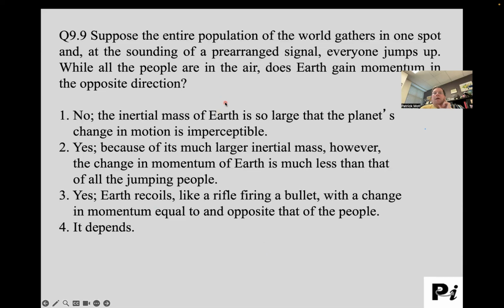classic physics hypothetical. Get everyone in the world into one place, and we agree that on a prearranged signal, everyone is going to jump up. While all the people are in the air, does Earth gain momentum in the opposite direction? And there's 4 answers to that question. Read through them and see which one is correct. So there are 3 wrong answers and 1 right answer. So read through them all, think them through, think about conservation of momentum. And when you are satisfied that you've argued through the answer, you can unpause the video and we'll go over it together.